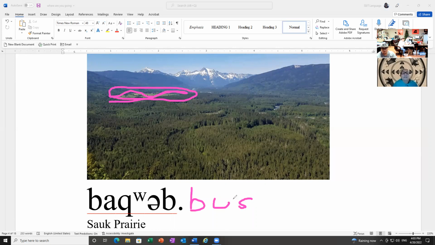Bakab o Boos. To use. B-U-U-S. So this place is Sauk Prairie, the very homeland of the Soxhawtl Indian people. That's where they found our longhouses. This is where Darrington burned down our longhouses.